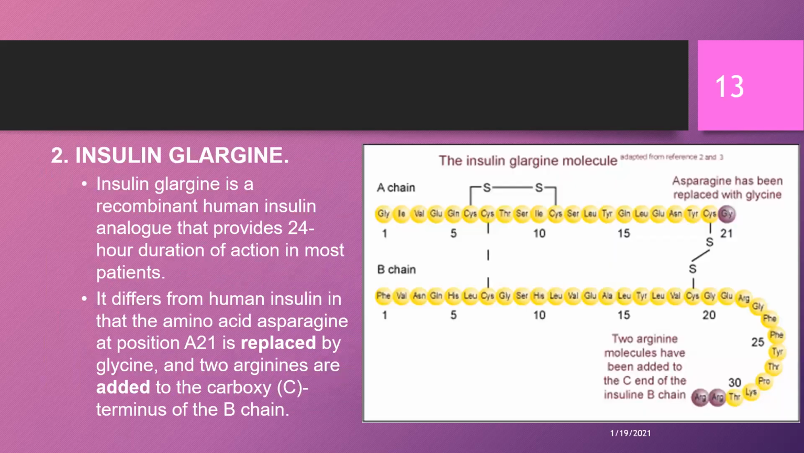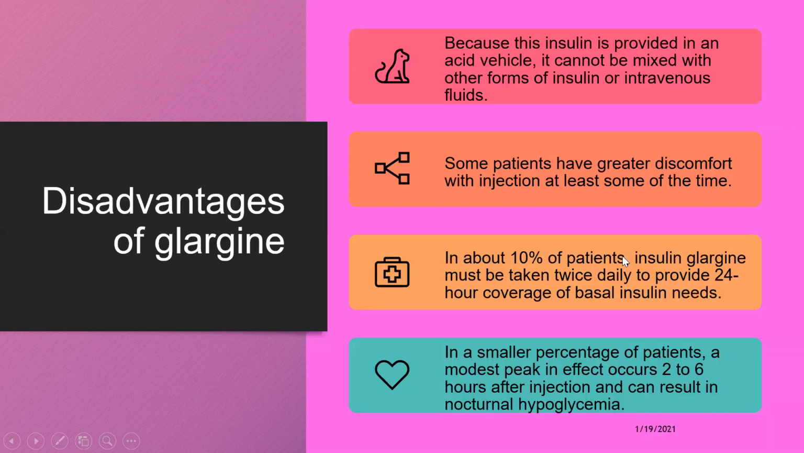Another type of long-acting insulin is insulin glargine. This is a recombinant human insulin analog that provides 24-hour duration of action in most patients. It differs from human insulin in that the amino acid asparagine at position A21 is replaced by glycine, as you can see here. And two arginines are added to the carboxy terminus of the B chain. Here, the two arginine molecules are added. You can see in the figure. This is the picture of the insulin glargine.